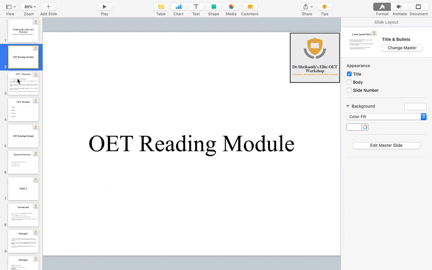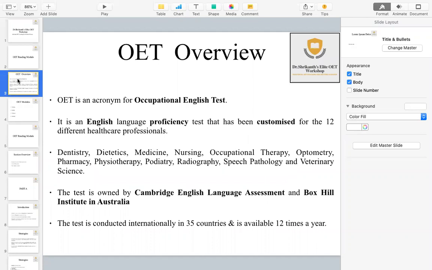Those students who are not so familiar with the OET, let me give you a basic idea of what OET is. OET stands for Occupational English Test, and it is an English language proficiency test that has been customized for the following 12 different healthcare professionals. You can see there is a long list of healthcare professionals over here. Each healthcare professional will get a separate category of OET question papers.